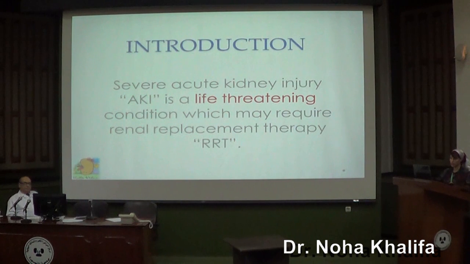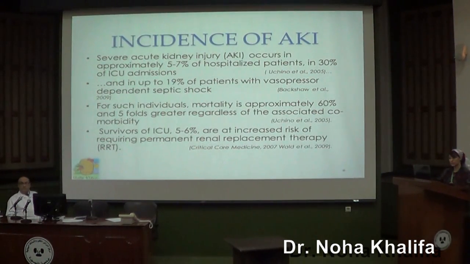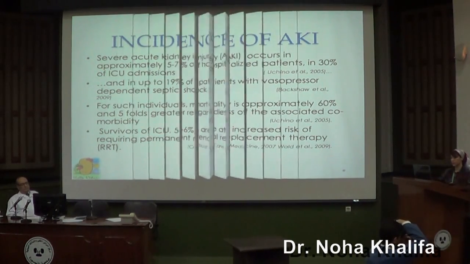So as an introduction, severe acute kidney injury is obviously a life-threatening condition that may require renal replacement therapy. The incidence: this severe AKI occurs in approximately 5 to 7% of hospital patients, 30% of ICU admissions, and 19% of those with septic shock. Of those ICU patients, mortality is up to 60% and 5-fold greater, regardless of any associated comorbidity. Among the survivors, 5 to 6% will finally require permanent renal replacement therapy.